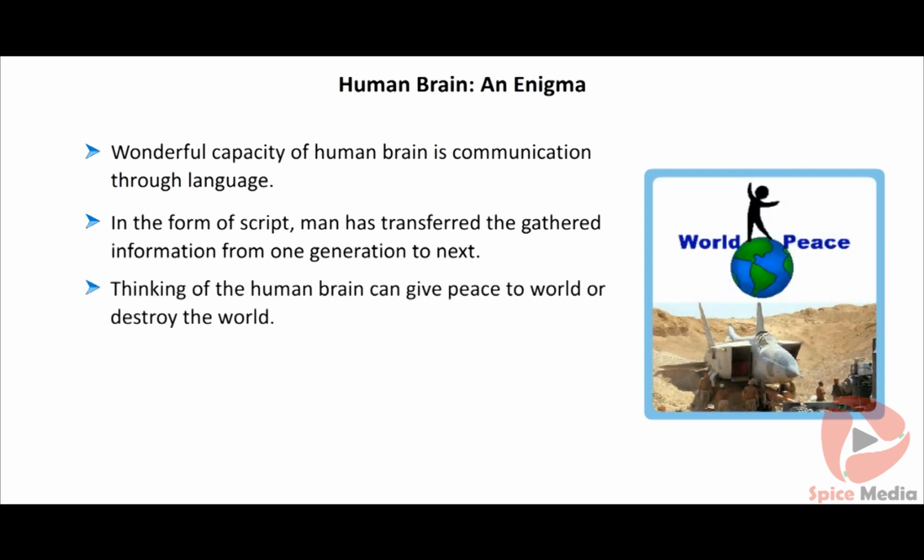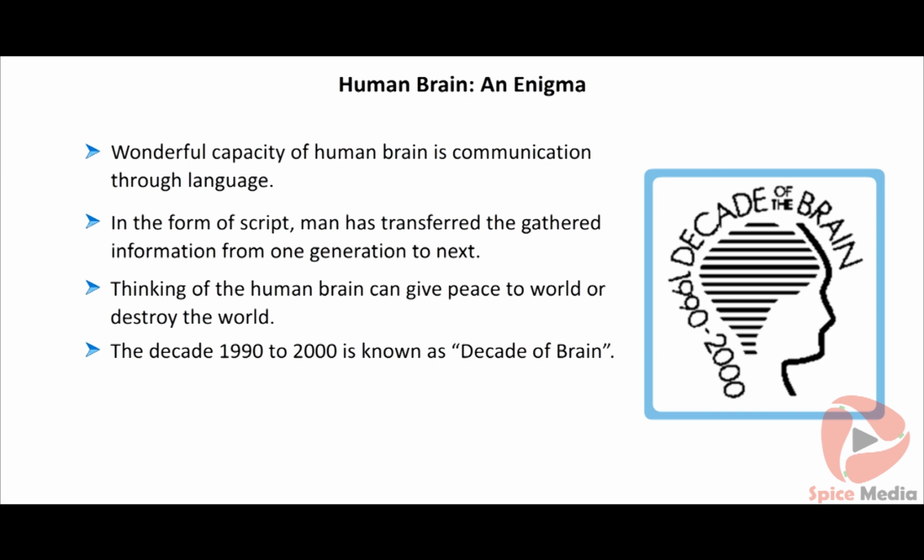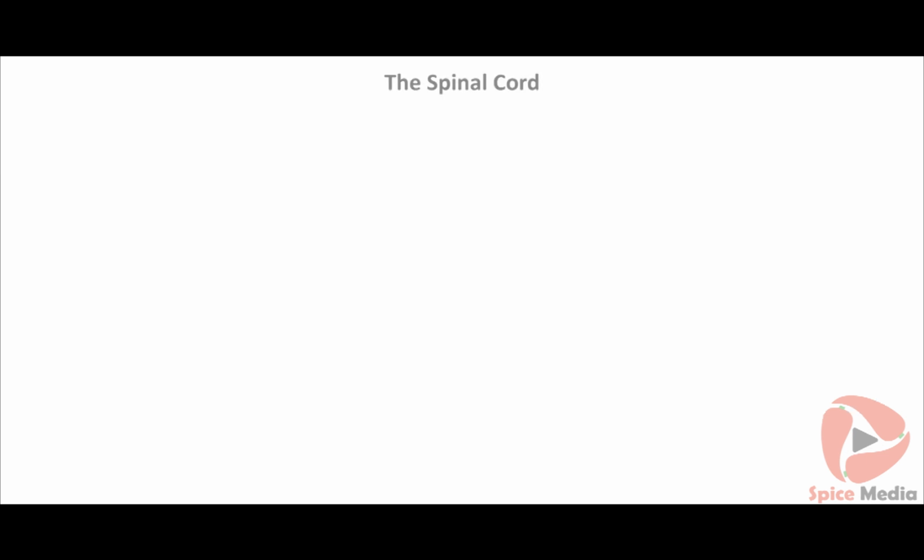The thinking of the human brain can give peace to the world or destroy the world. The decade 1990 to 2000 is known as Decade of the Brain. Still, a large number of scientists are working to understand the working of the human brain.